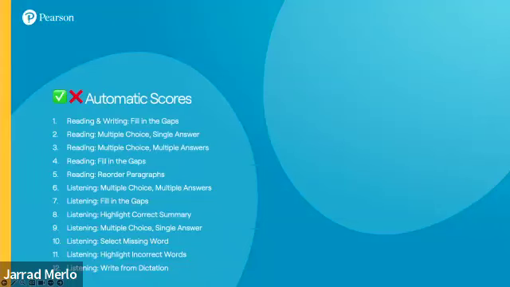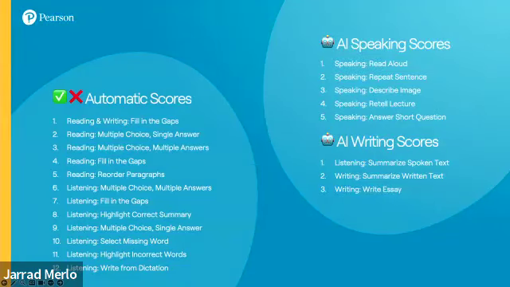AI scores work very differently. They aren't about right or wrong answers. Instead, they're based on criteria. With AI scoring, students are evaluated on how well their responses meet certain standards, like the quality of their speech or their writing. So instead of simply matching an answer, the AI assesses them on a set of criteria, looks at multiple different facets of their, say, speaking, and places them on a continuum.